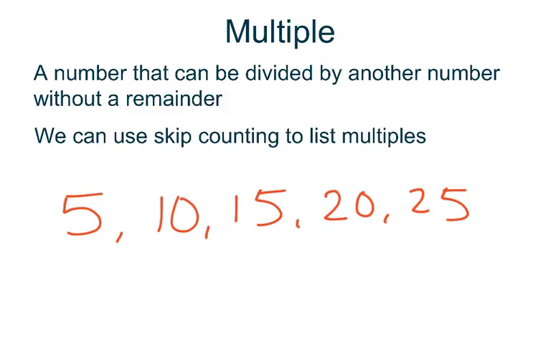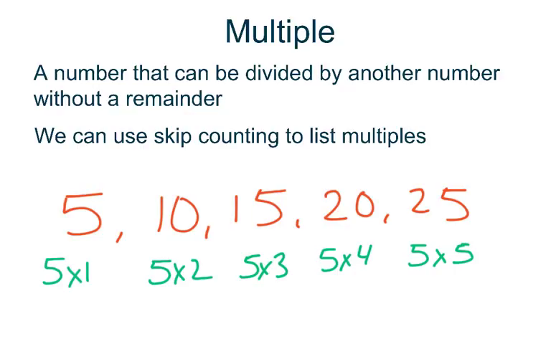Now, there are multiplication problems associated with all of these numbers. 5 times 1 gives us 5. 5 times 2 gives us 10. 5 times 3 gives us 15. 5 times 4 gives us 20. And 5 times 5 gives us 25. And so on and so forth. We could keep going and going with our multiples. They just go on forever.